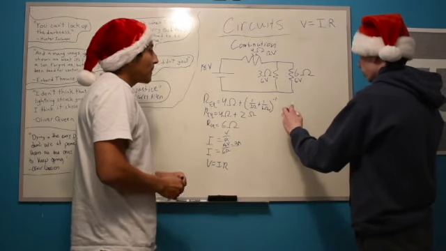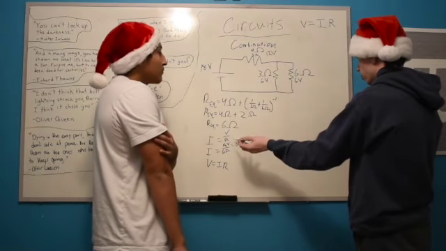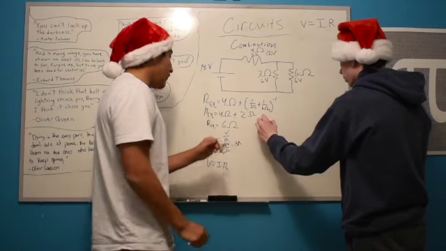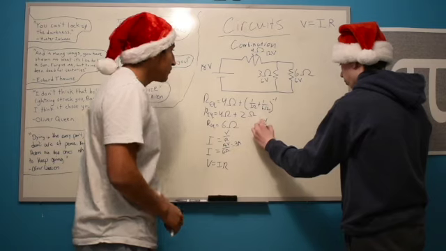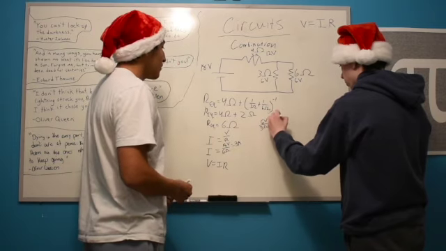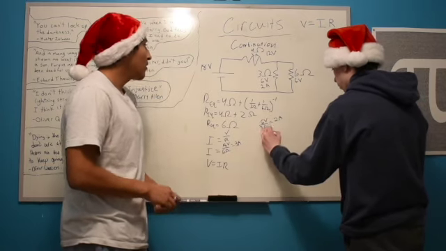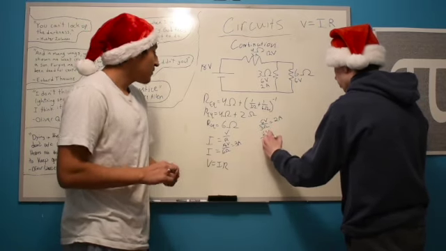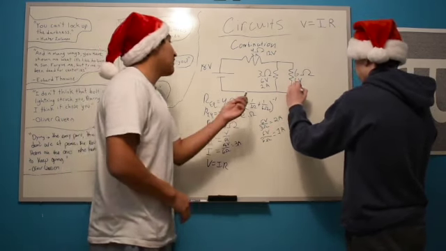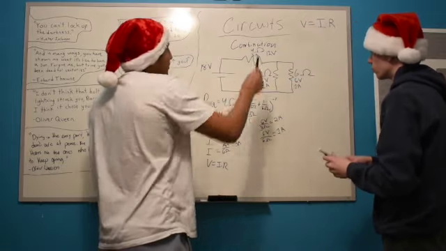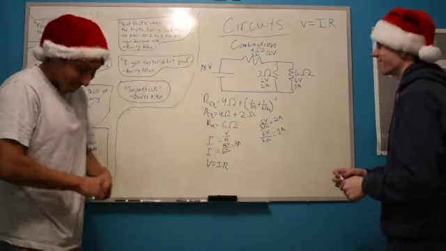Then to find the currents going through each of these, you can just use Ohm's law again, I equals V over R. For this one, it would be 6 volts over 3 ohms, or 2 amps. And then the other one would be 6 volts over 6 ohms, which would be equal to 1 amp. Which also makes sense because they need to add to the total current, which is equal to 3. 1 plus 2 equals 3. Correct.